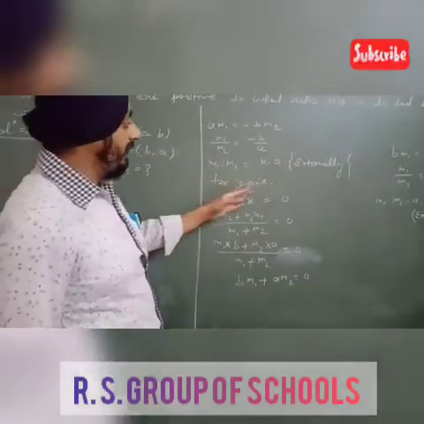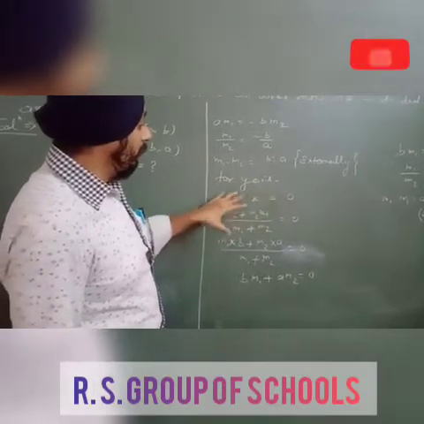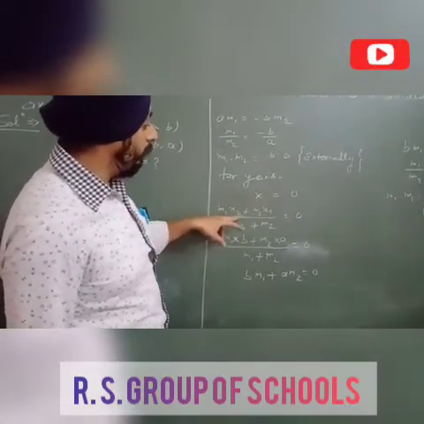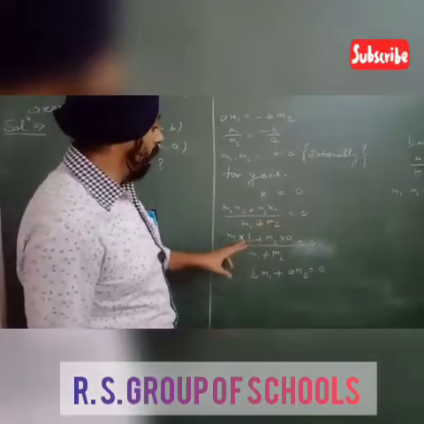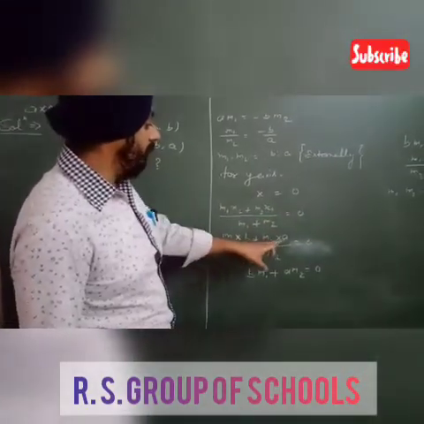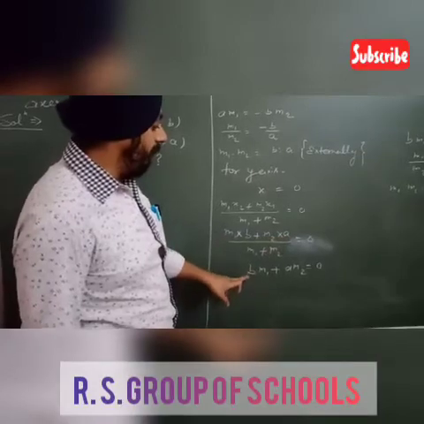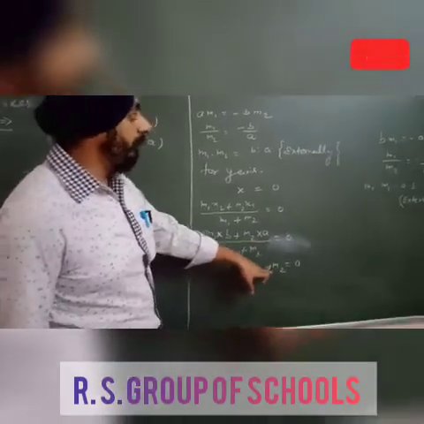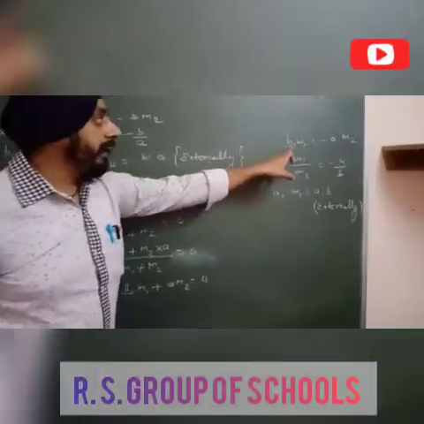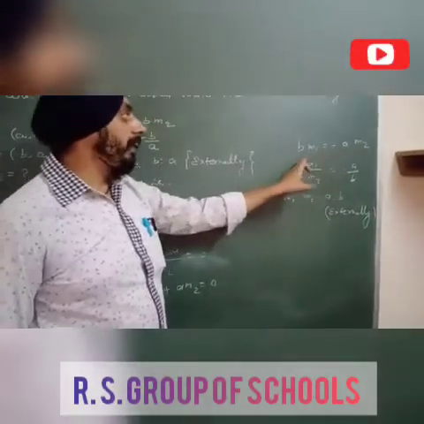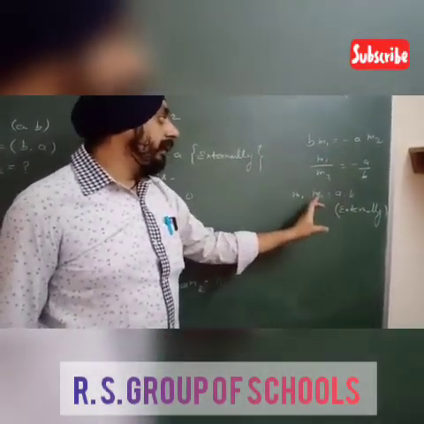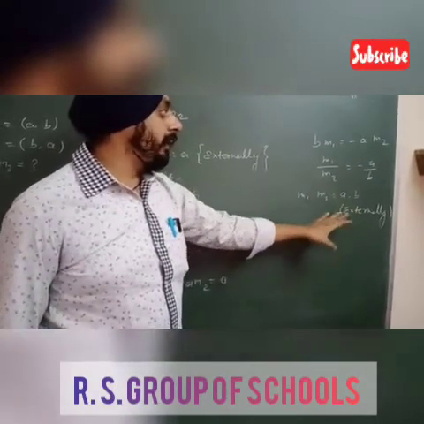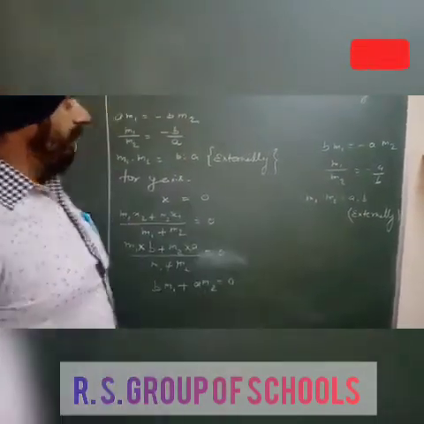As for the y-axis, the x coordinate is 0. The formula for the x coordinate is (m1 x2 plus m2 x1) upon (m1 plus m2) equal to 0. Put the values of x2 as b and x1 as a. Then we have b m1 plus a m2 equal to 0, so b m1 equals minus a m2, and m1 upon m2 equals minus a upon b. The ratio m1 to m2 is a is to b, which also divides the line externally.